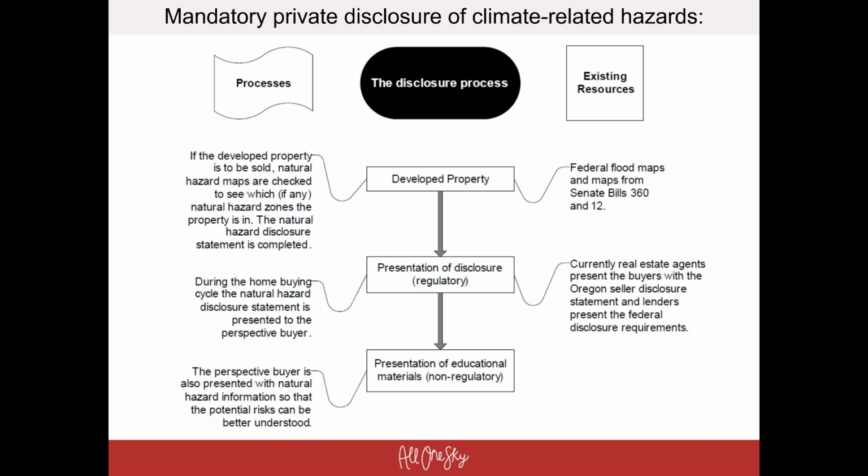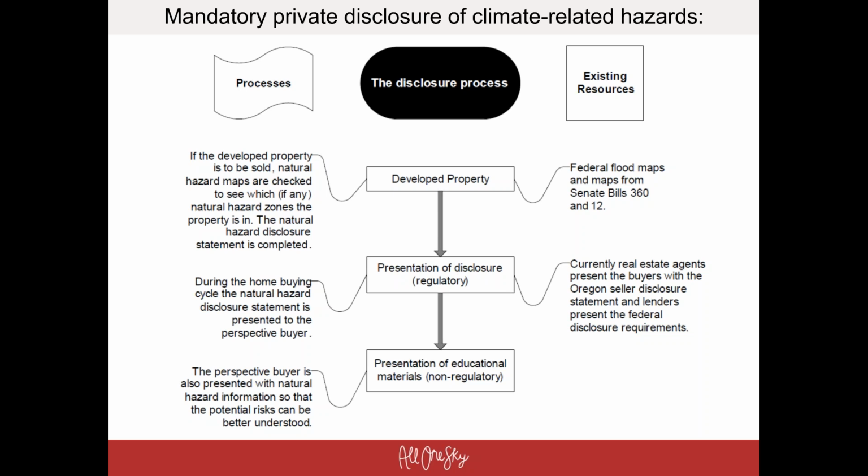Where buyers and sellers have different information entering a transaction and therefore distorts the outcomes. This is an example of the disclosure tool within Oregon. At some point when a developed property comes onto the market, a disclosure form is completed, which documents the risks and climate-related hazards that the property faces. At some point during the transaction process, that disclosure form is passed on to prospective buyers, who then have an opportunity to respond to that.